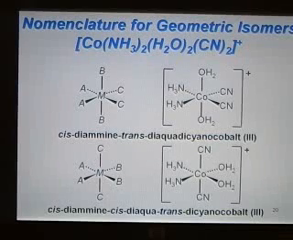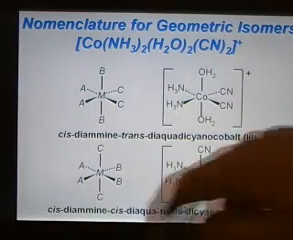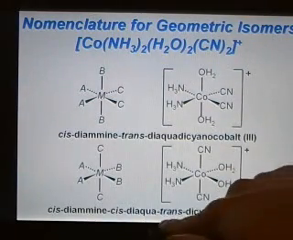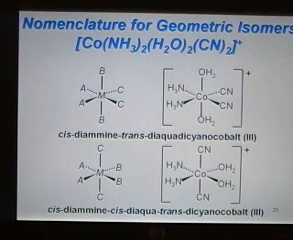In the fourth case that we looked at, we forced the dicyano groups to be trans to one another. So here we name it cis-diamine, cis-diaqua. We have to include the trans here: trans-dicyano-cobalt 3. Why? Because you can have a configuration where the amine groups, the aqua groups, and the cyano groups are all cis to one another.